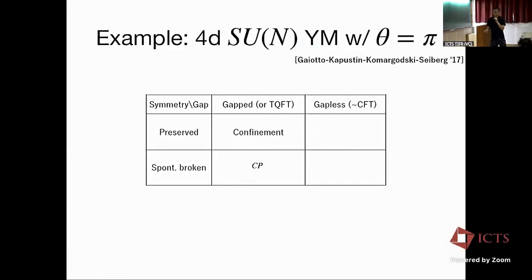And the example I showed says the following. First, it is believed to be gapped, so we use the left column. And then the confinement is defined by preserved one-form symmetry. So we put confinement here. And also CP symmetry is believed to be spontaneously broken, so we put CP symmetry here. So if you could show this behavior, then you say this theory is solved.